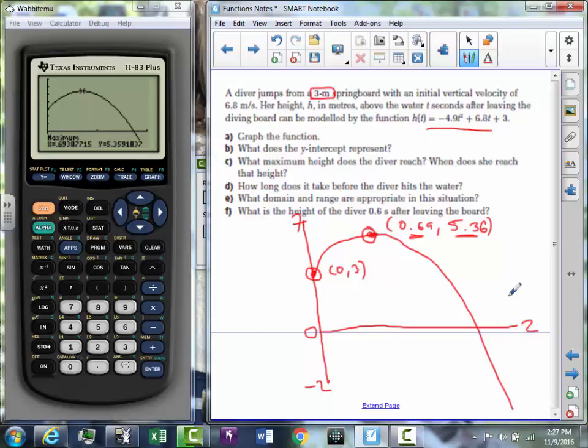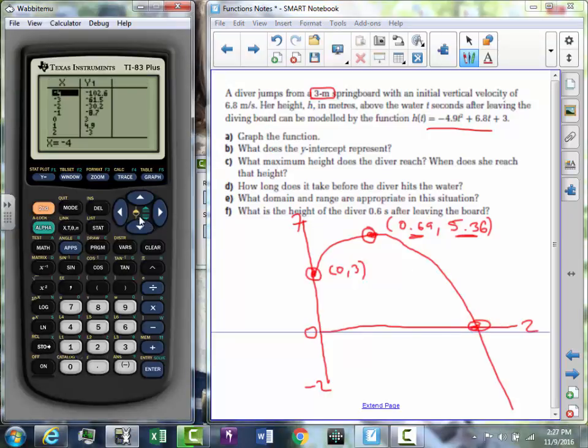Where is the location where they hit the water? The x-intercept, right? Here's a few ways of finding an x-intercept. You could go second table and look for where the y value is 0. I don't see where it's equal to 0 here, though, so there is another way of doing it in your calculator. Go second, calculate the 0.